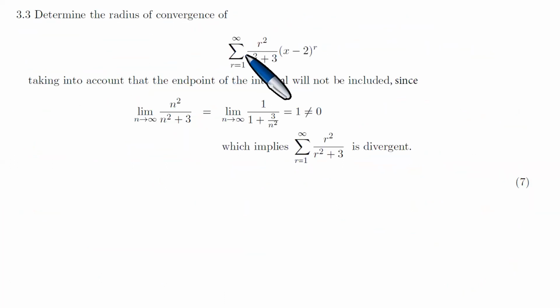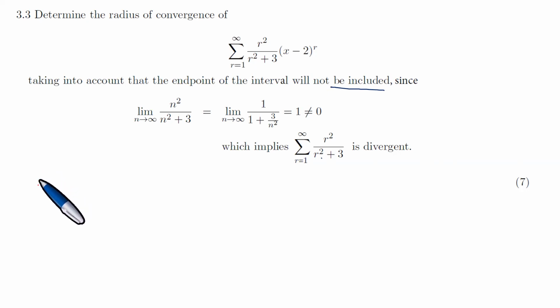Right, we have a radius of convergence to determine for this one, so let's just practice. Determine the radius of convergence of this series, taking into account that the endpoint of the interval will not be included since the limit of the a_n. So now you can see the examiner changing the variable r to the variable n for purposes of computing the limits and other things. And so we shall adopt that practice as well. Determine the radius of convergence of this one.